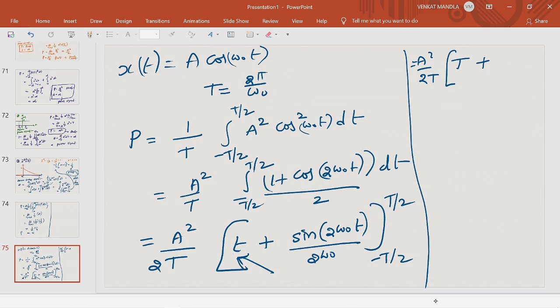Next, here I'll substitute T by 2 first: 1 by 2 omega naught sin 2 omega naught into T by 2, minus 1 by 2 omega naught sin of minus 2 omega naught into T by 2. If it is not visible, I will write it again in the next slide.